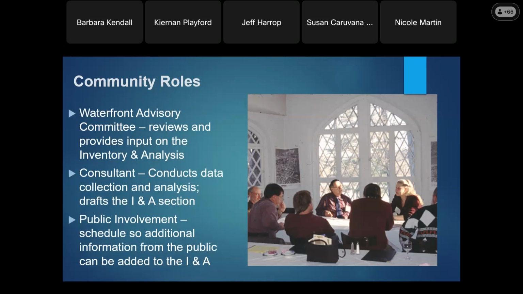The advisory committee plays an important role in framing the process and overseeing the conduct of work. They may help define the scope of the inventory analysis and review the work being done by the consultants. The advisory committee and other community members can assist in data collection. In addition to data collection, they can participate in the analysis of the inventory data.